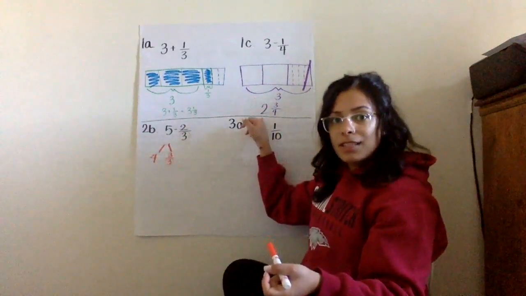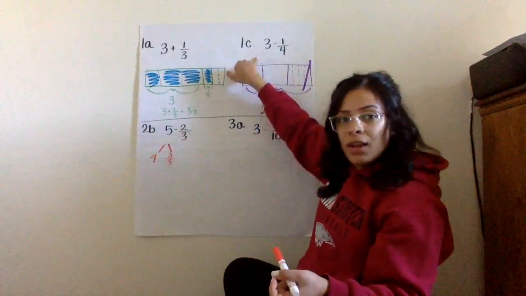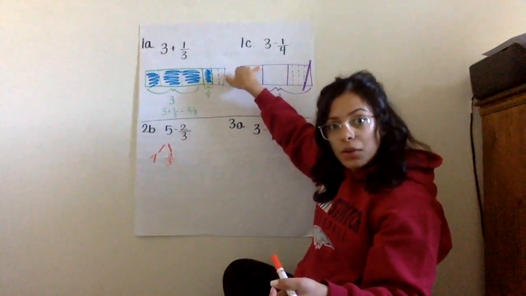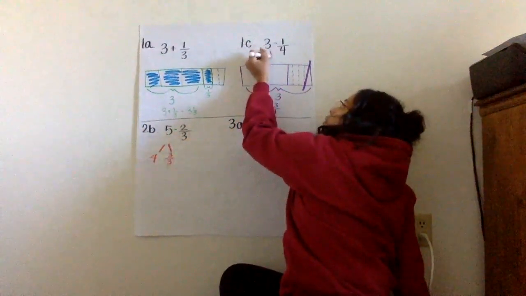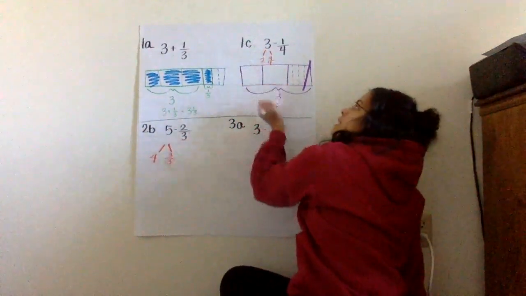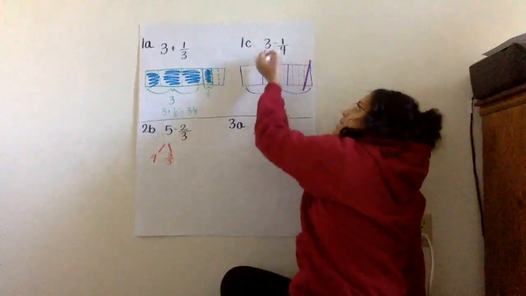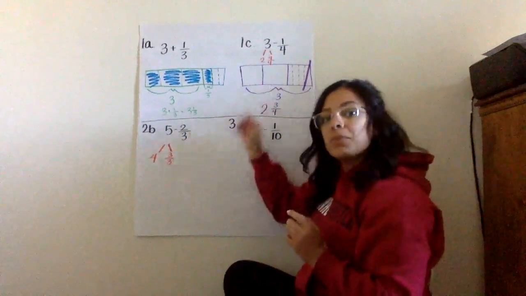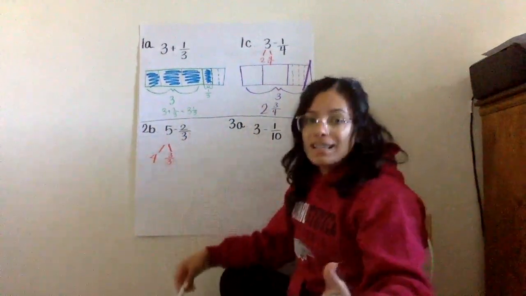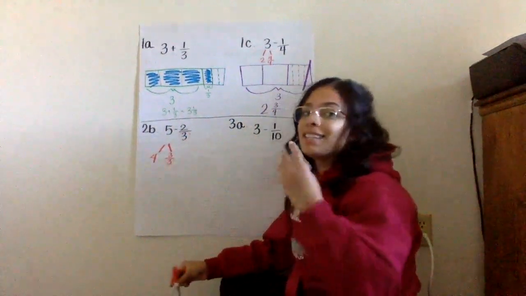In that similar idea, we took away, so we turned 3 into 2 and 4/4, as you can see in this tape diagram, and then all I did was take away 1/4 from the 4/4. So you've kind of already been doing this. We're just showing that step now as another tool that you can use to get to that end product.